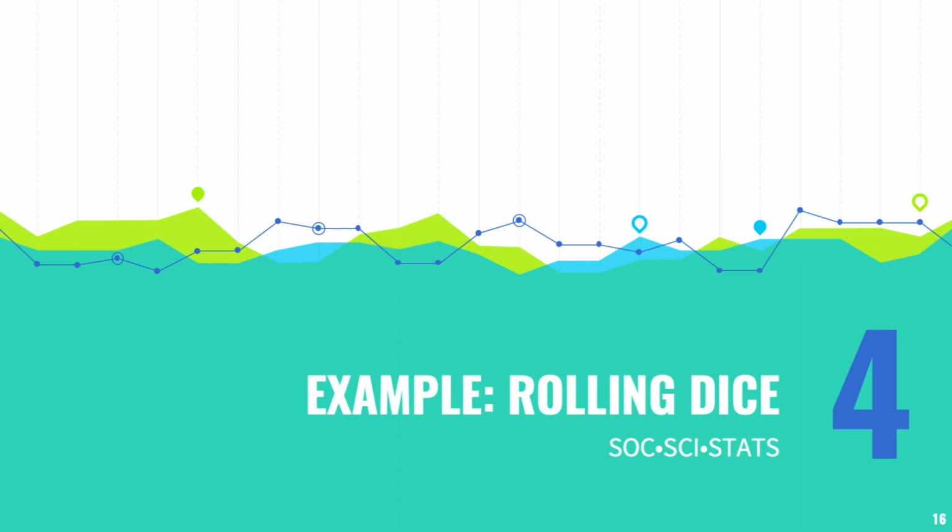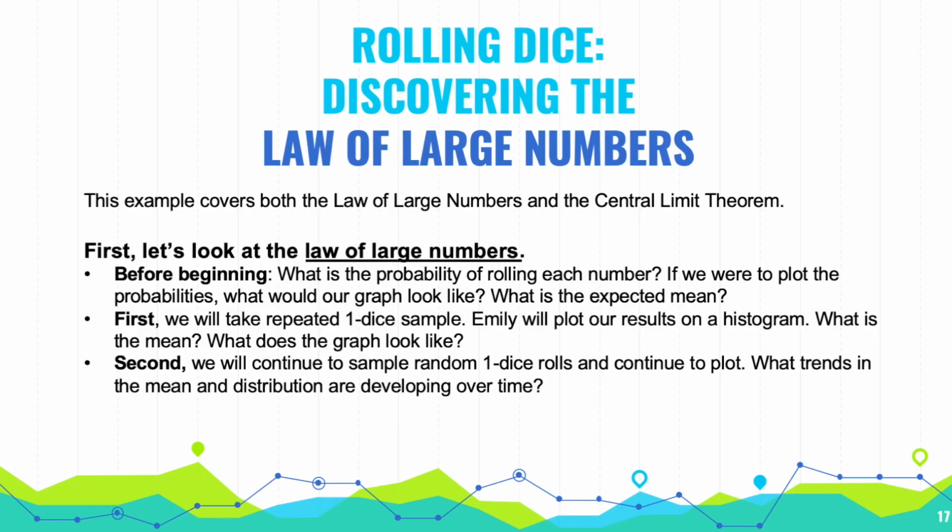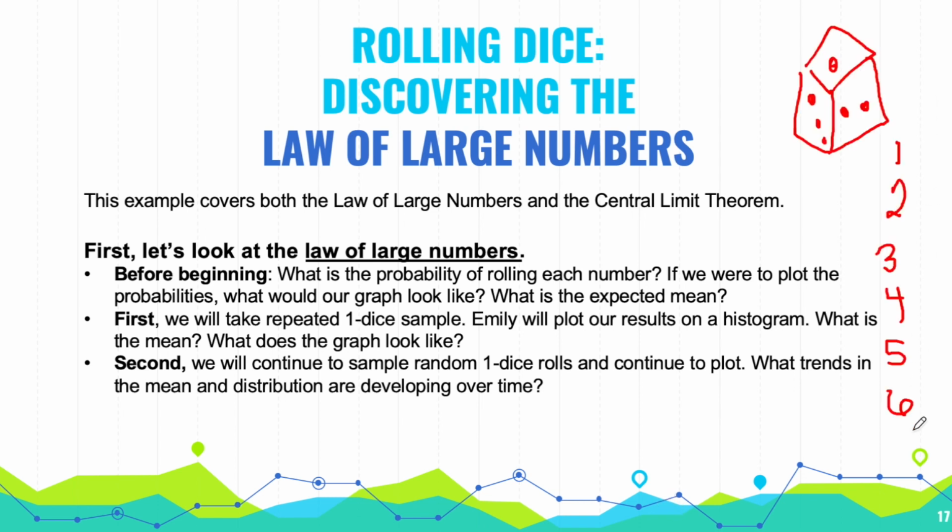Let's go over an example of how this works using dice. So this example is going to cover both the law of large numbers and the Central Limit Theorem. First, let's think about the law of large numbers. When rolling a die, there are 6 different options that you can get, and we expect that there would be an equal probability of rolling any of these numbers.